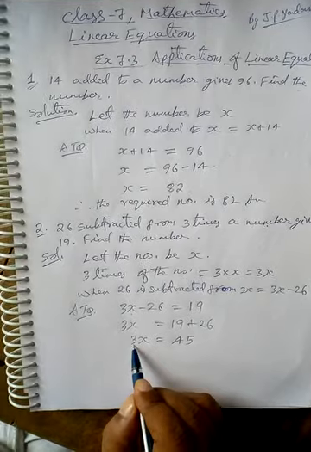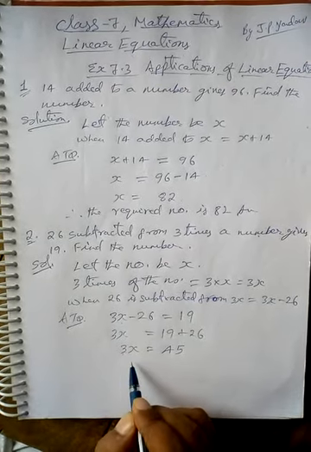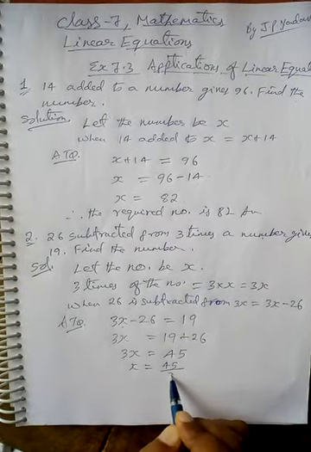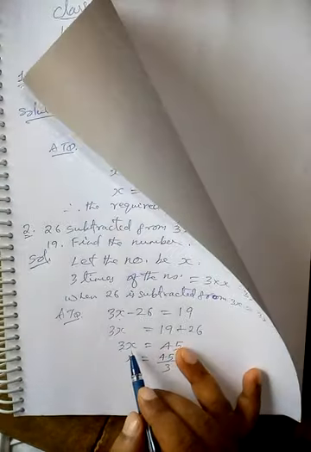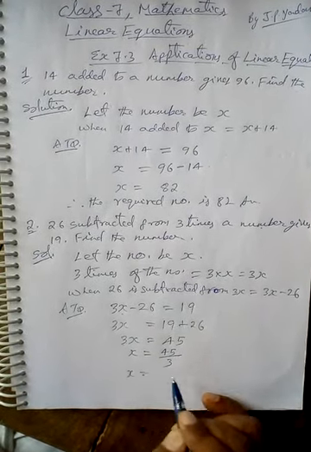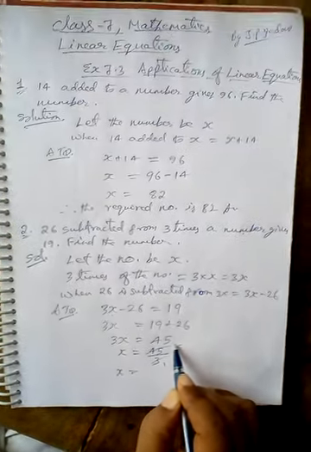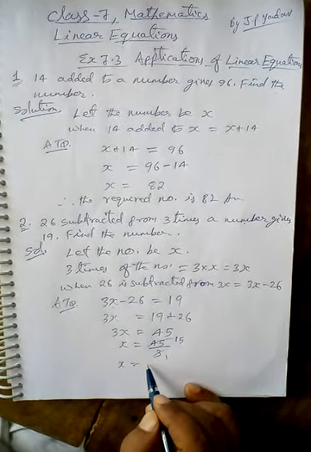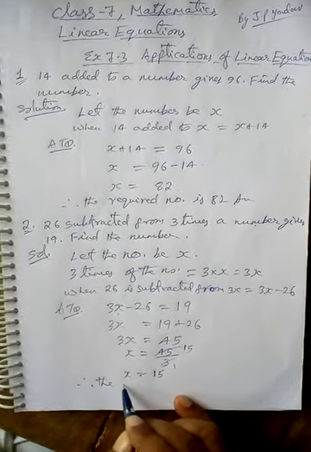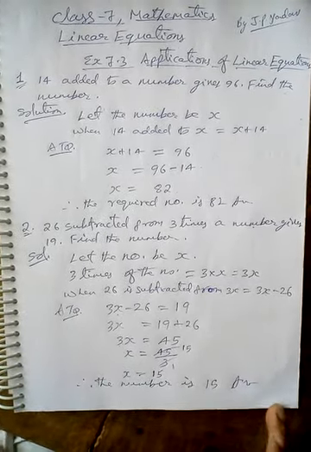Now transpose this 3 to the right hand side. Here 3 is multiplied with x. So on transposing, 3 will become divide. The multiply on the left hand side becomes divide on the right hand side. Now you can reduce it. 3 1s 3, 3 1s 3, 3 5s 15. You can reduce it into the smallest form. So x equals 15. You got the answer. Therefore, the number is 15. This is the answer of the second question.